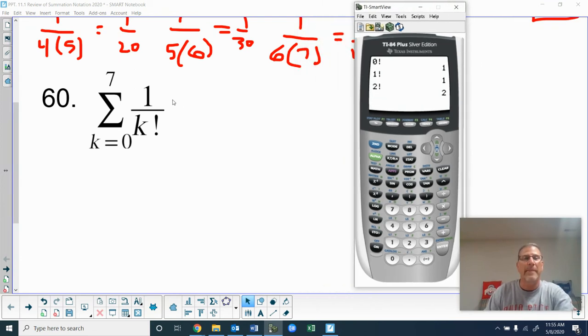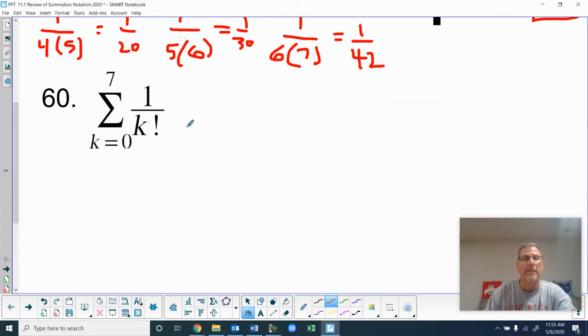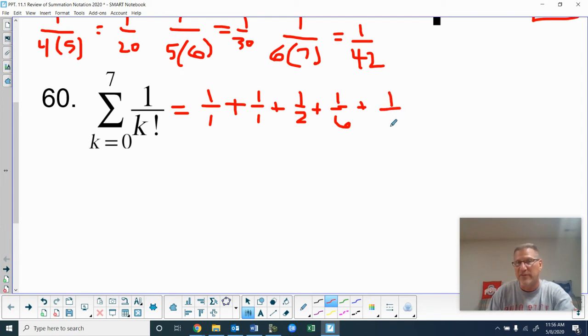So let's get those answers in. 0 factorial is 1, so 1 over 1. 1 factorial is 1, so 1 over 1 again. 2 factorial is 2 times 1. 3 factorial is 3 times 2, 6, times 1. 4 factorial is 4 times 3, 12, times 2, 24, times 1 is 24. 5 factorial is 5 times 4, 20, times 3, 60, times 2, 120, times 1.